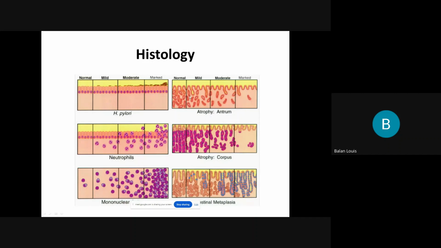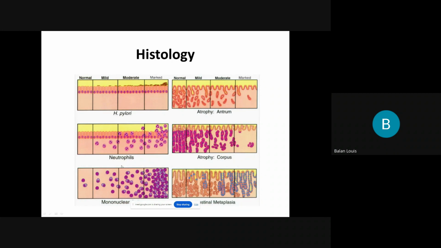And antral atrophy, it can be normal, mild, moderate, and marked depending upon the loss of glands in the antrum. Similarly, in the body, the atrophy or loss of parietal epithelial cells can be either normal, it can be mild, moderate, or marked. When there is any intestinal metaplasia, you just mention how much intestinal metaplasia is there, mild, moderate, or marked intestinal metaplasia.